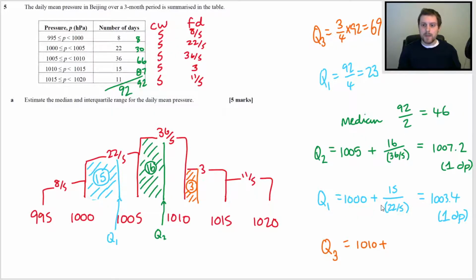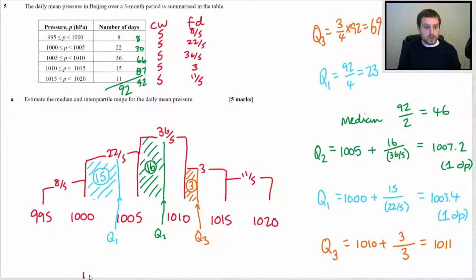So anyway, it's 1010 plus 3 over the height, which is 3. So this is just 1011. Exactly. And then those are those. The answer to the interquartile range estimate. Oh, sorry, for completeness, let me put a little arrow and write Q3. Seems like a good idea. And then interquartile range.